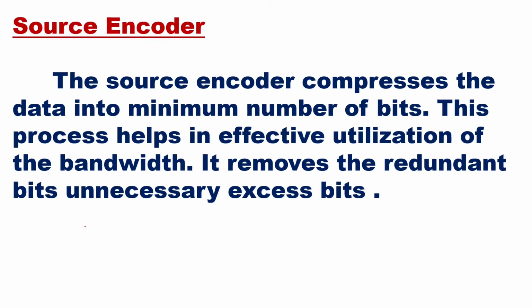Then we have the source encoder. The source encoder compresses the data into the minimum number of bits. The process helps in effective utilization of the bandwidth. It removes the redundant or unnecessary extra bits, and you will see that the symbols are converted into proper binary bits after the source encoding.